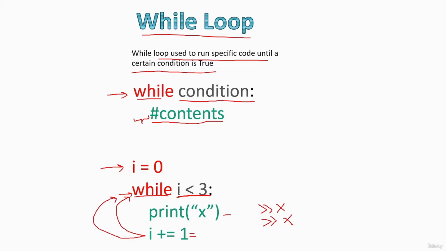Now i is equal to 2. It is still less than 3. So the condition is still true. So it will print text again. It will add 1 to i. Now it will go to the beginning again.